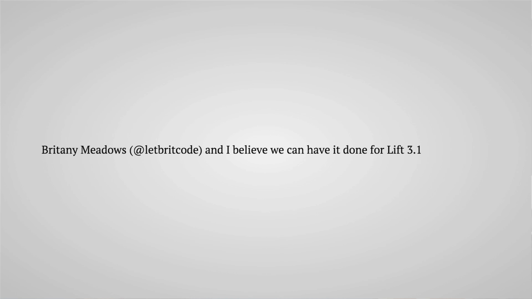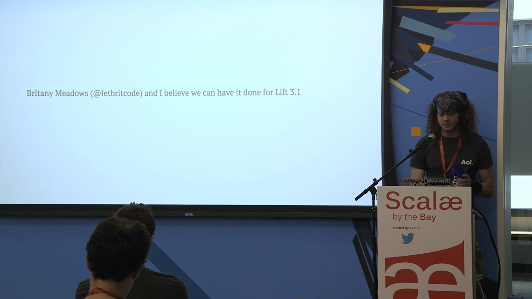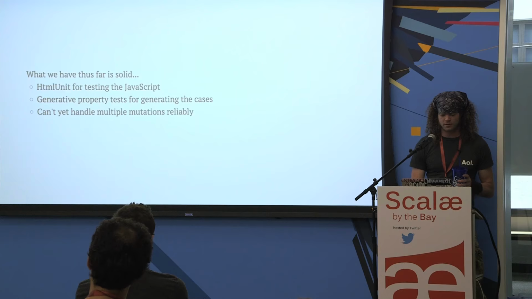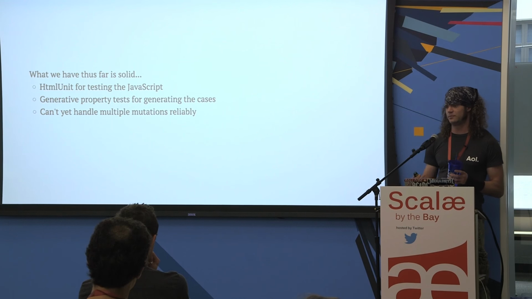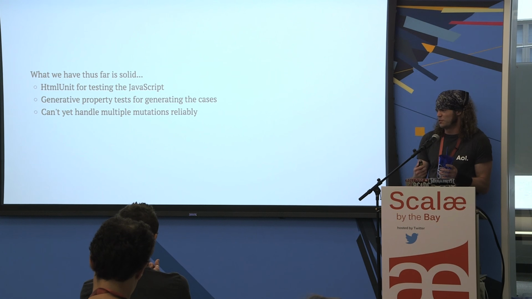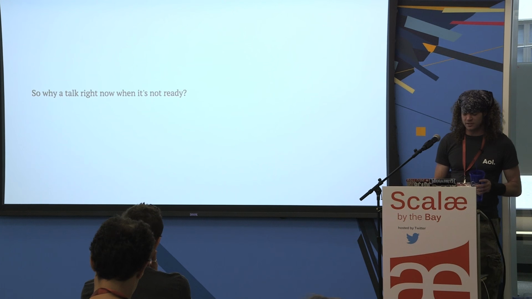Brittany is actually the one who put the CFP in for this talk, but she wasn't able to make it, so I kind of filled in for her. But we're going to try to get it in for 3.1, if anybody cares. If no one thinks this is a good idea, we'll quit. So far we're using HTML, and we actually tested JavaScript with generative property tests. We just don't handle multiple mutations reliably, because we just got some stuff working to see if it worked in principle. But now we need to get further.